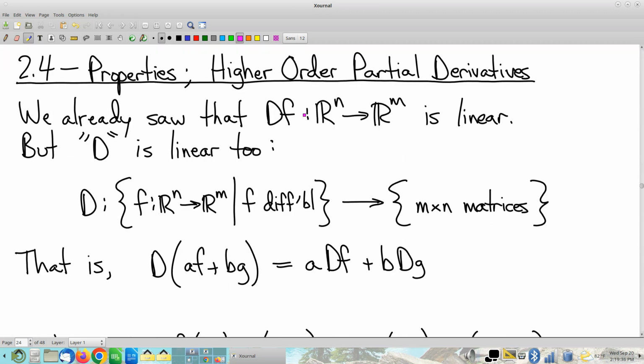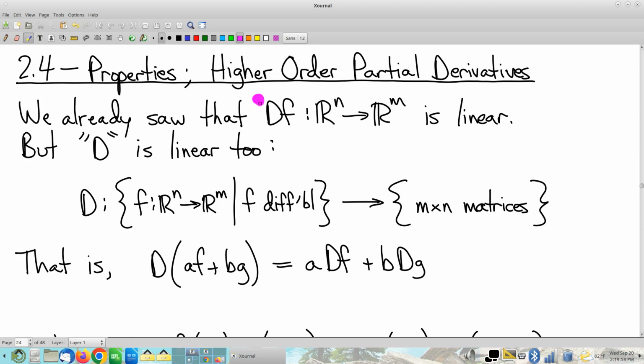Okay. Higher order partials, Section 2.4. There's a bunch of stuff in 2.4. I'm going to leave most of it for y'all to read on your own. It's pretty straightforward reading, I think. Give that a read. I am going to talk about a couple of little subtleties, one in particular.